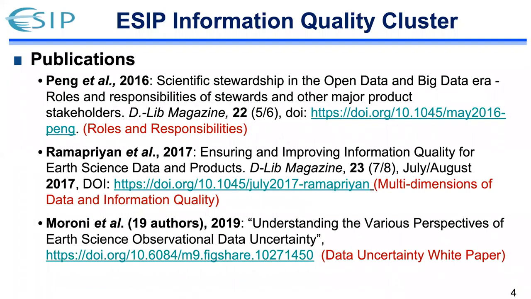And today I will touch on three publications. One I led, published in 2016, on roles and responsibilities, and Rama et al.'s 2017 paper on multidimensional data and information quality, and recently a white paper on data uncertainty led by David.